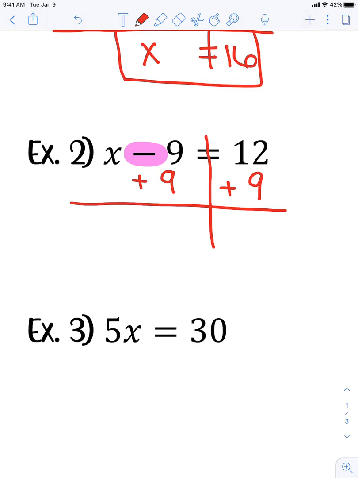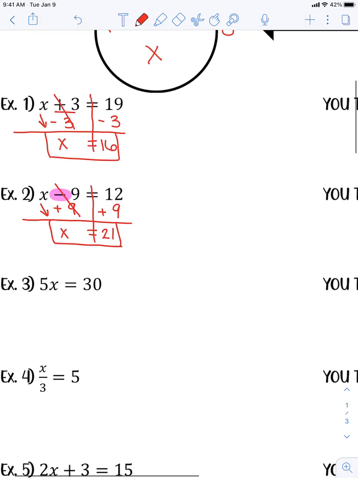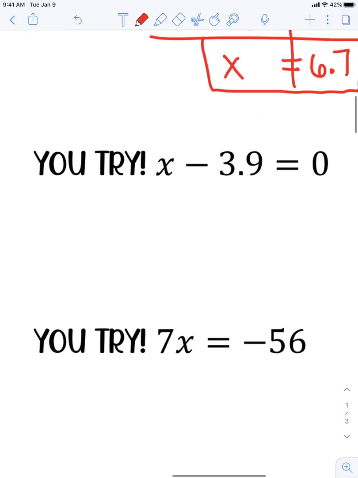Okay, negative 9 plus 9 zeroes out. I drop down my variable. I bring down my equal sign, and I add 12 plus 9, and I get 21. If we wanted to check our work, we could always plug in 21 and do 21 minus 9, and it should give us 12. Okay, so now I want you to try.